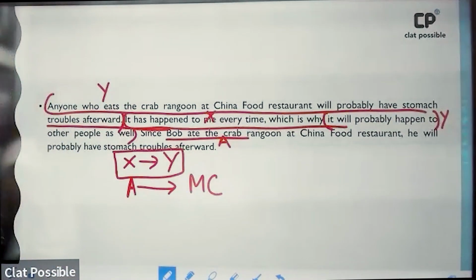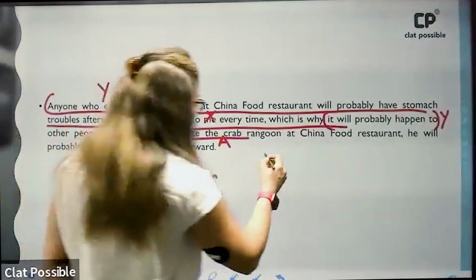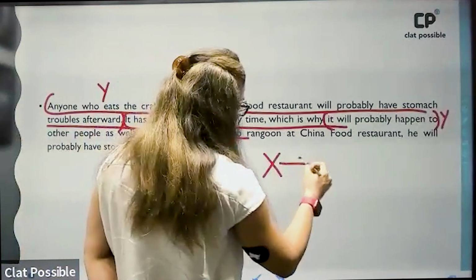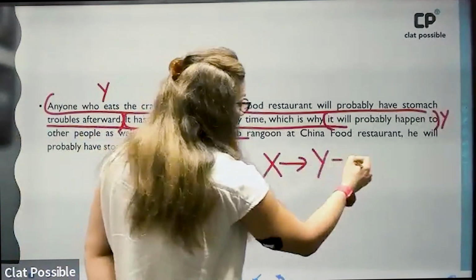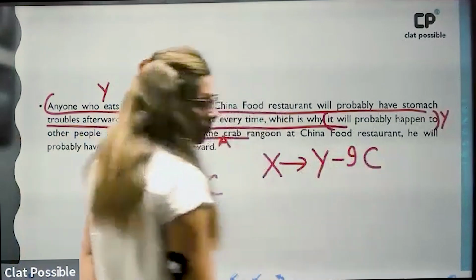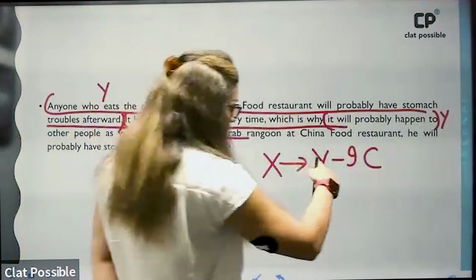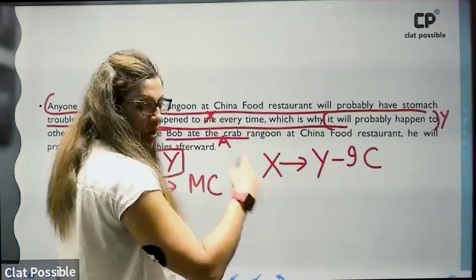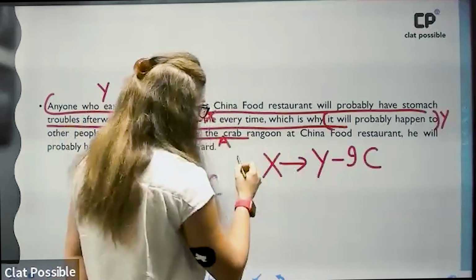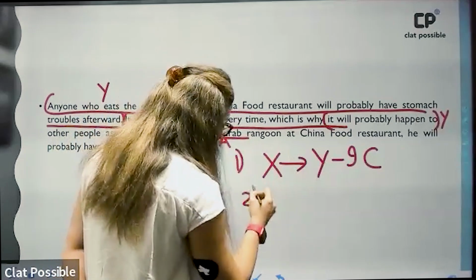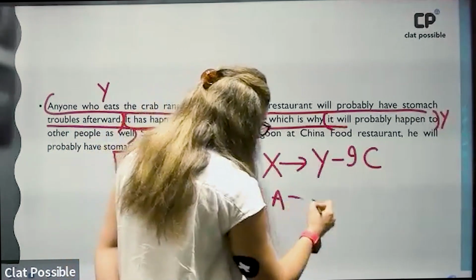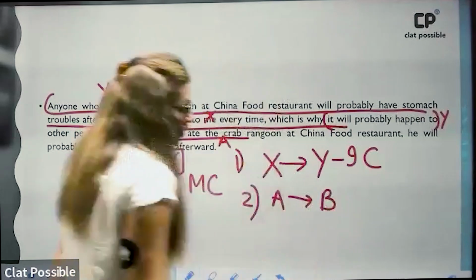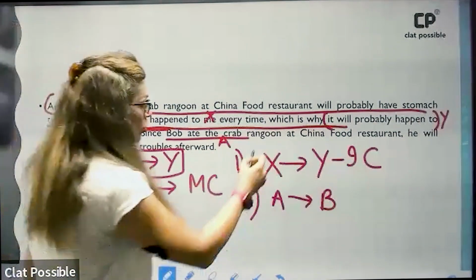So the conclusion drawn is on Bob, but for that, a general conclusion has been made. So the final thing will be X leads to Y. Y is the intermediate conclusion. This intermediate conclusion helps to, so this is the first part of the argument, and the second part is A leading to B.